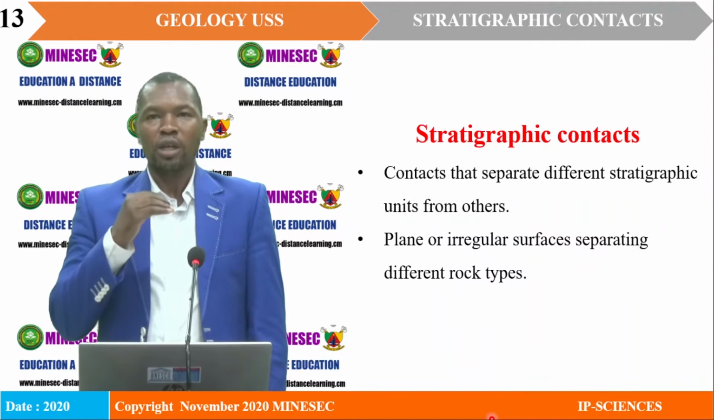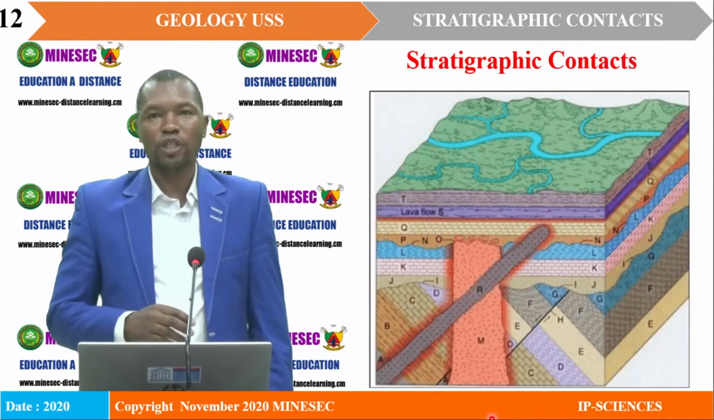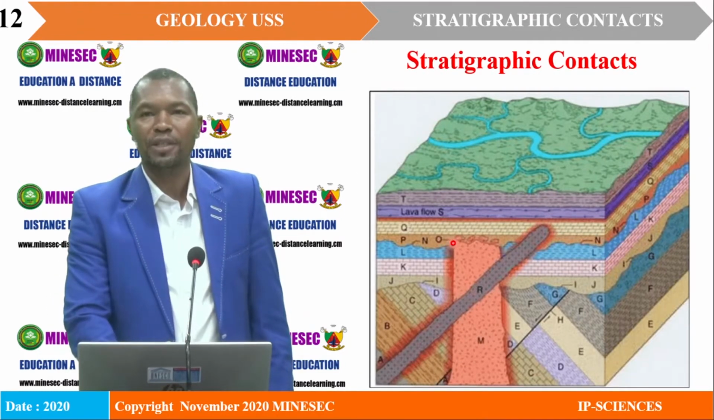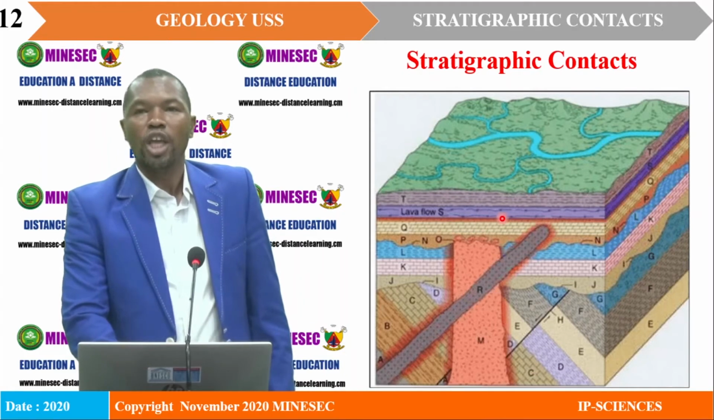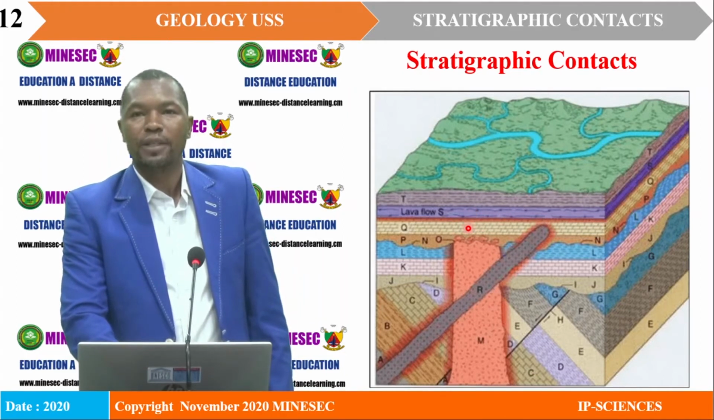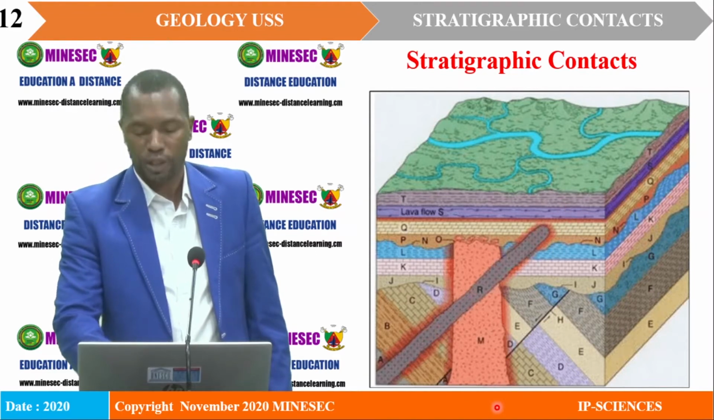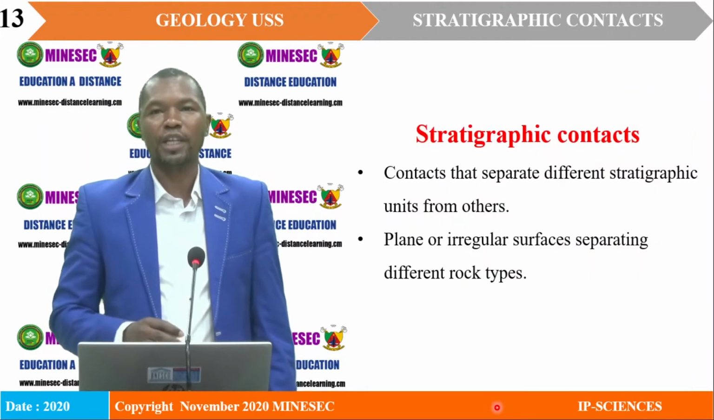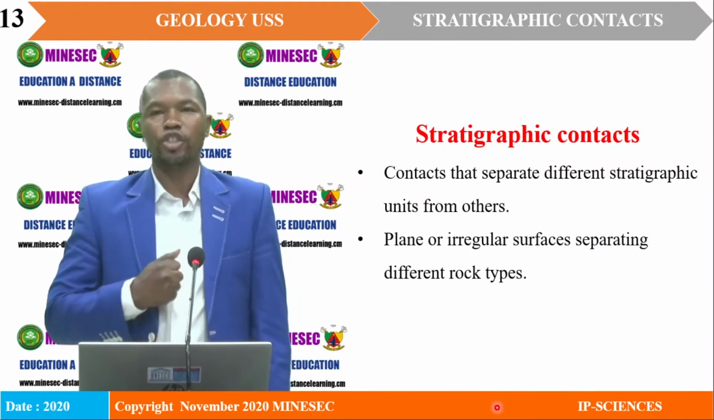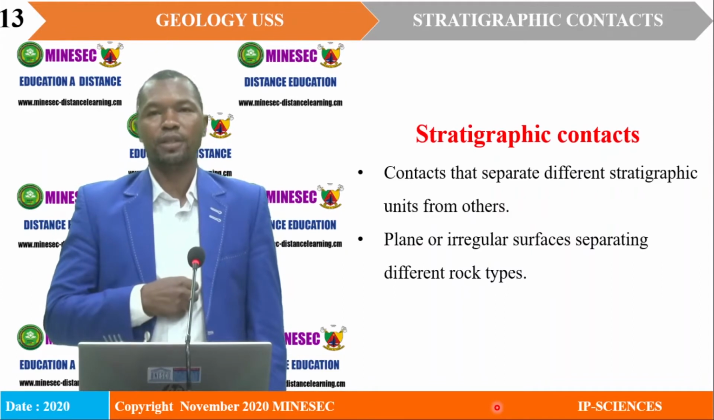From our diagram, you realize that each of these layers is separated from the others. And in such contacts, some are irregular and others are regular. That helps us for a proper understanding of the stratigraphic contacts.